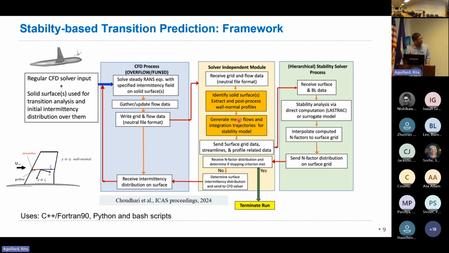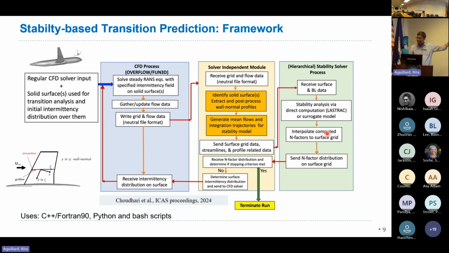The file abstract tool comes in here, and then it will send it to the stability analysis tool. This can be either LASTRAC, which we are using currently, or some other stability analysis tool you have. You can also use a surrogate model to do the same thing, which is what one of our colleagues, Vishal, is trying to do. He's building a machine learning based tool which would replace the stability analysis tool. Or you can have a data table lookup, which can do similar things. Some groups in ONERA and DLR are doing that approach. So the stability analysis tool will predict the growth of disturbances and give you an N factor.